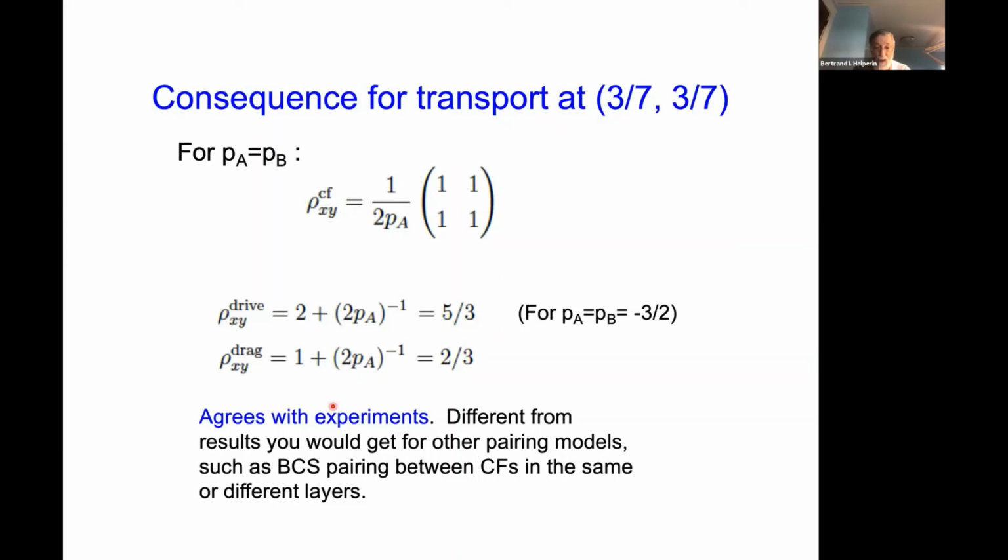And if you put in any other kind of pairing, say if you tried to just make BCS pairing between composite fermions in the same layer or in different layers, it wouldn't work. You get the wrong transport. So the nice thing in this case, being able to measure the transport and the contacts separately for the two layers, gives us a tool to really distinguish what kind of pairing we're getting. And it shows that interactions between composite fermions are not negligible. They're important in this case, unlike what's mostly seen in the single layer cases, where they don't seem to be very important.